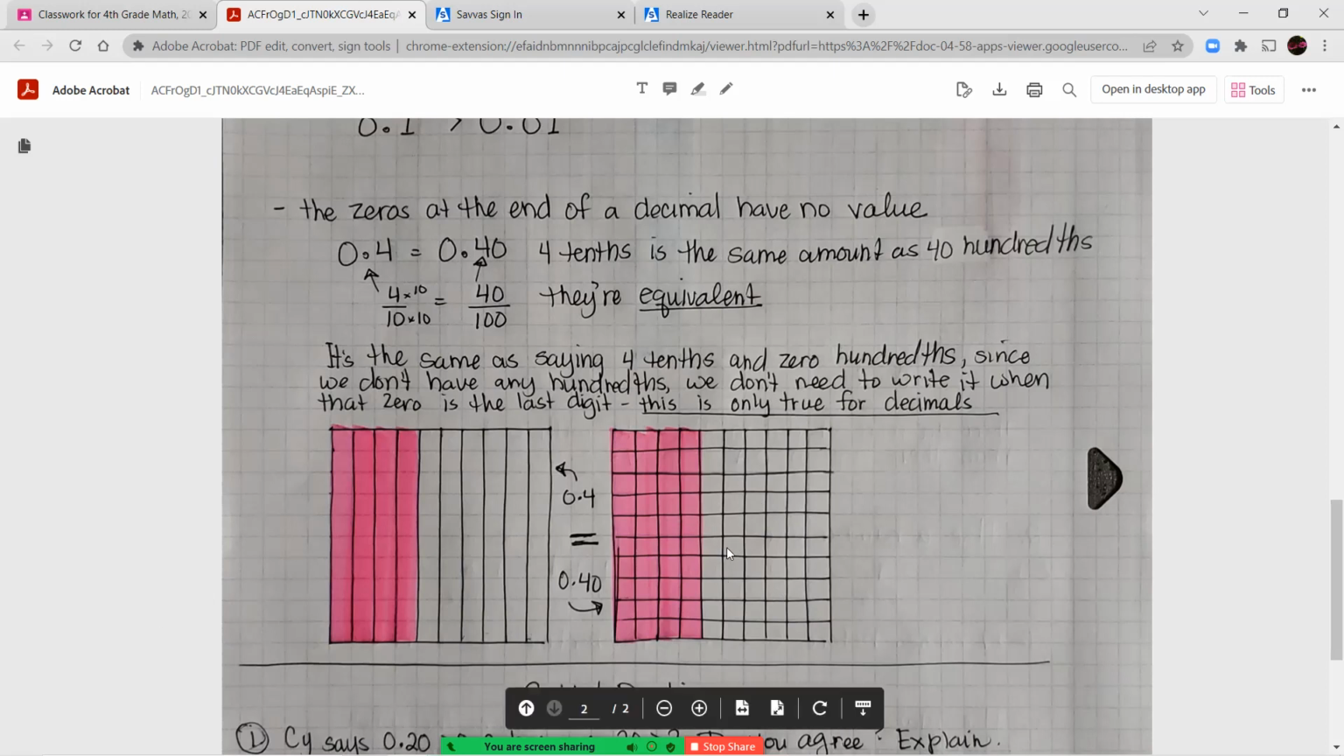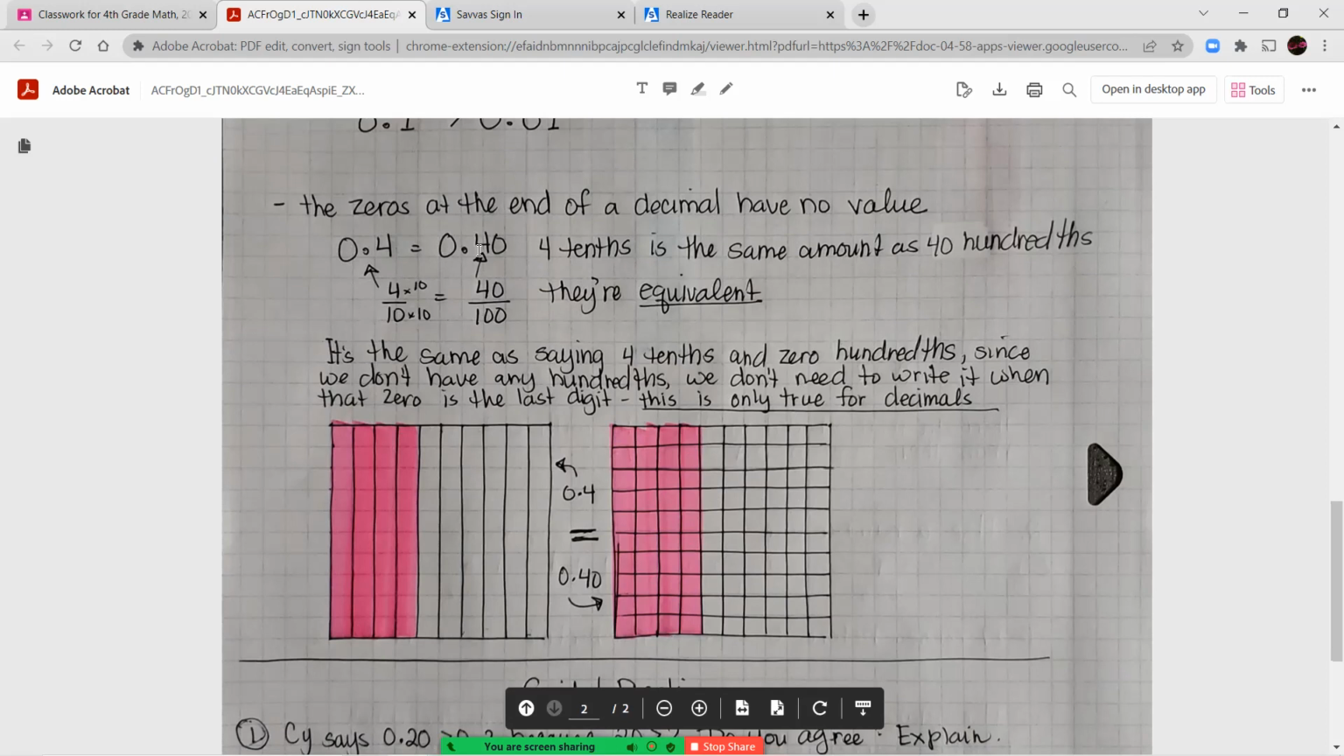So this is the same as this. The same amount of this shape is colored in. This is just cut up into smaller pieces, but they are equivalent. Now, that 0 not having any value is only true for decimals, only when it's the final digit. So you can't apply that anywhere else. But remember, just like these are equivalent fractions, these are equivalent decimals.